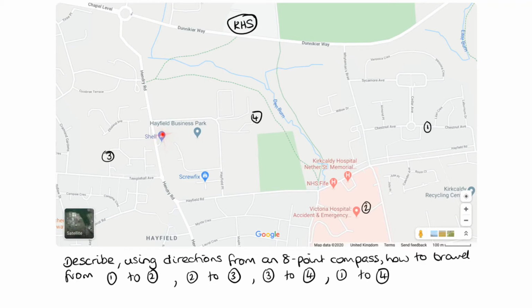Shell garage is there. So let's look at, here at the bottom we've got: using directions from an 8-point compass, describe how to travel from 1 to 2, 2 to 3, 3 to 4 and 1 to 4. So first of all, we're going to look at travelling from number 1 to number 2. Okay, so we can see number 1's here, number 2's here.